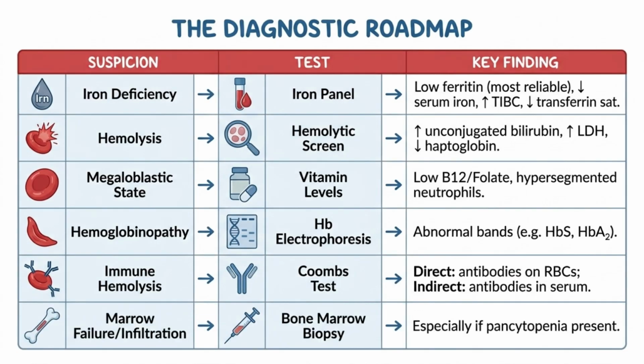And finally, if we suspect a bone marrow disorder, especially when anemia occurs along with abnormalities in the other cell lines, like decreased WBCs or platelets, or we can say pancytopenia, we may need a bone marrow examination. So we do a bone biopsy. That's enough for now. We will study each investigation properly later.